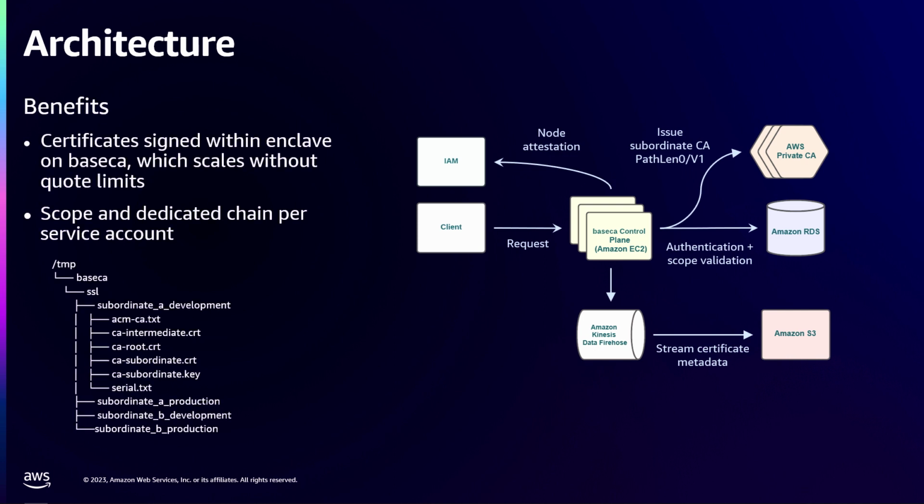If you take a look at just the bottom left, this is an example file system directory of what Base CA might look like. As you can see, it manages multiple subordinate CAs, part of multiple chains. So it gives you the flexibility of saying that we can plug into many different environments for upstream private CAs and still issue from wherever you want.